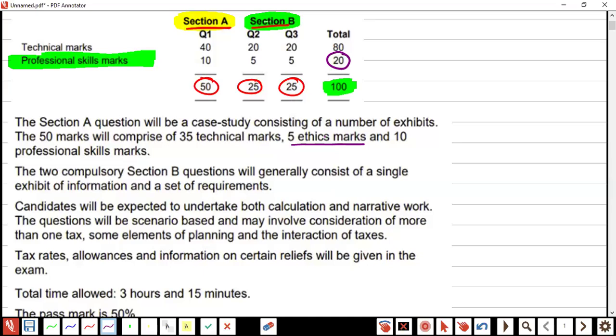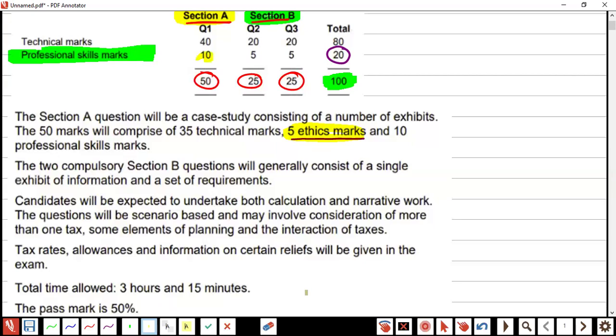In ATX, the examiner will require you to write, and the examiner will look at how ethical you are. For example, assume you are a tax consultant and you are advising someone about something. If you advise in an unethical way, for example advising them to under-invoice, or advising a person about fraud and tax evasion, the tax examiner is going to deduct 5 marks from you in scenario one.